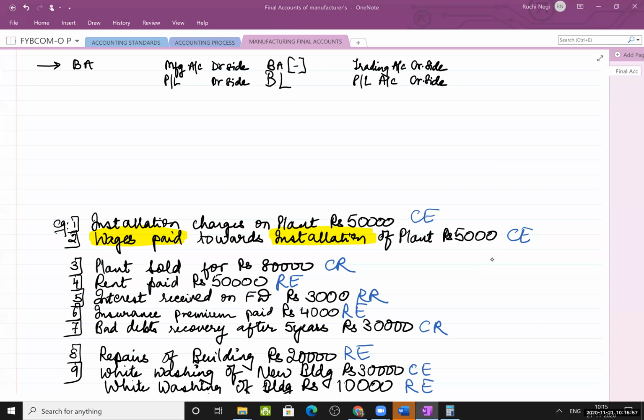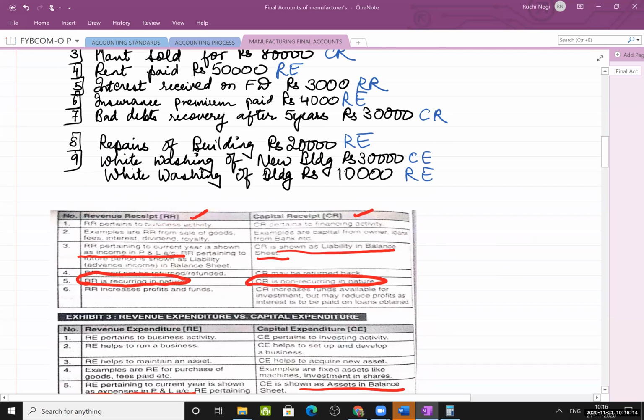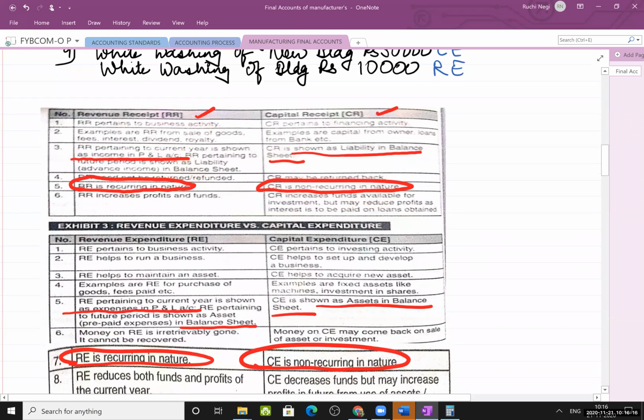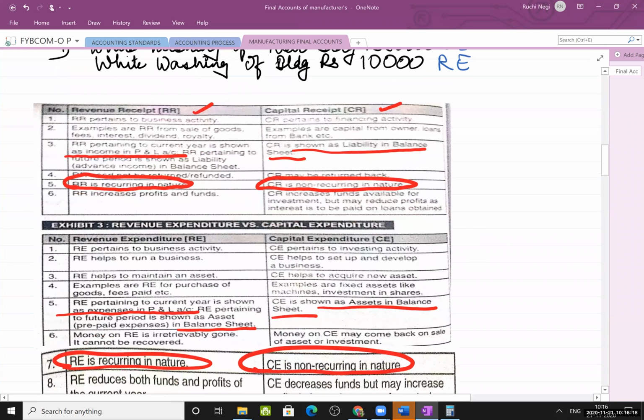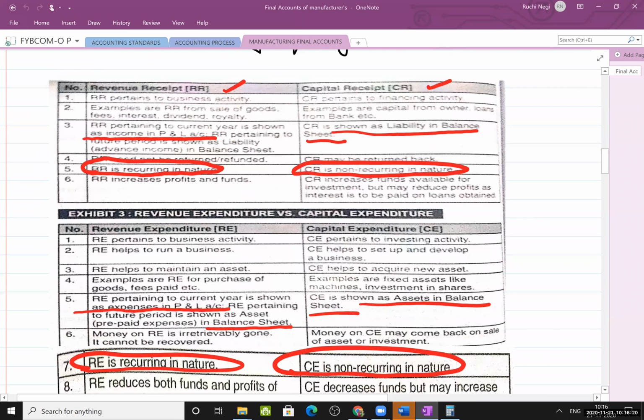Then I had given you a few examples where I had told you how to identify a capital expenditure or revenue expenditure, and a revenue receipt or a capital receipt. Now today we are going to do a few more examples. This is the theory part of revenue receipts and capital receipts, which I will send across to you. This is what I have explained also.